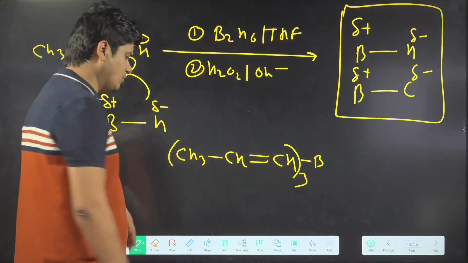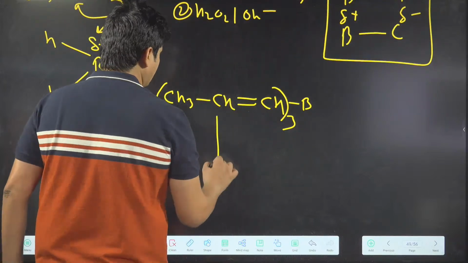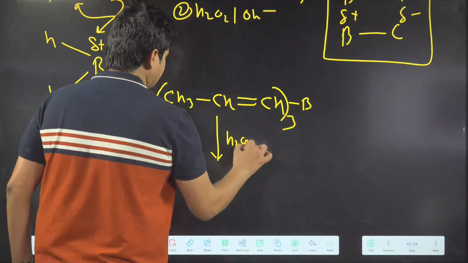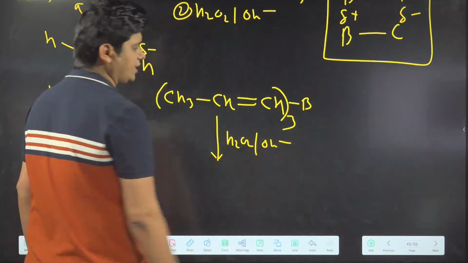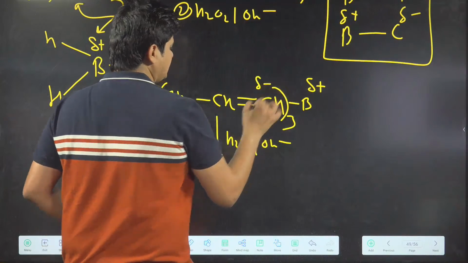That is all. Now, after this, what is added there? H2O2 is added in the presence of OH minus. Boron is plus, carbon is minus.